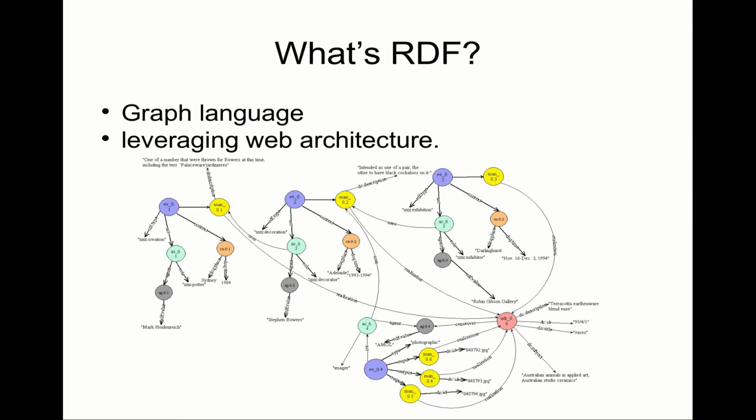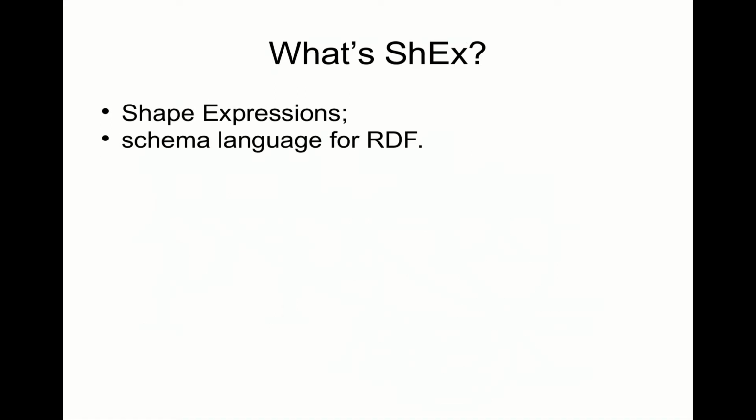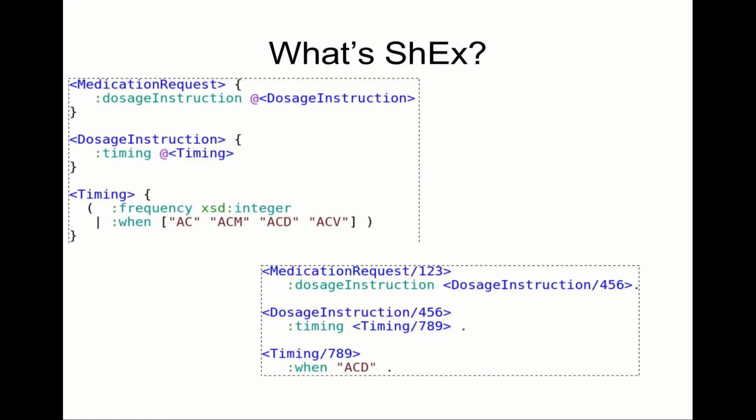RDF is a graph language based on web architecture consisting of simple statements of a subject and object node connected by a relationship. And ShEx is a schema language for RDF. In the upper left schema, we see that a medication request has a dosage instruction which has a timing which has either a frequency or a when. The when must be in the value set of AC, ACM, ACD, or ACV.